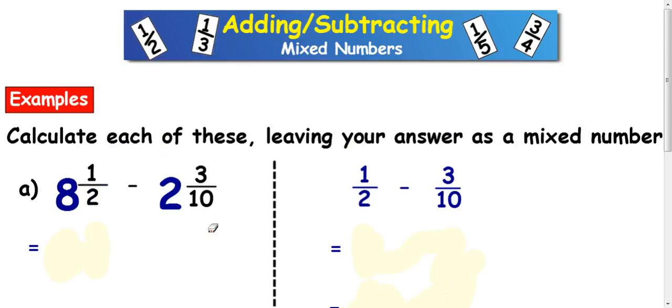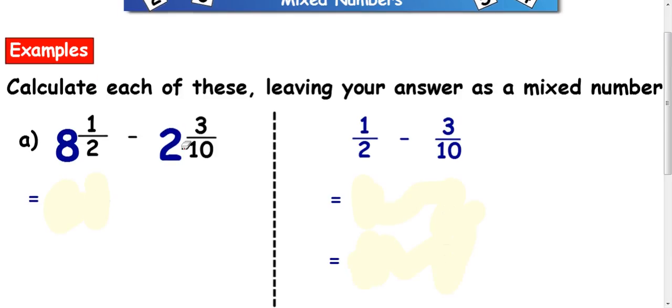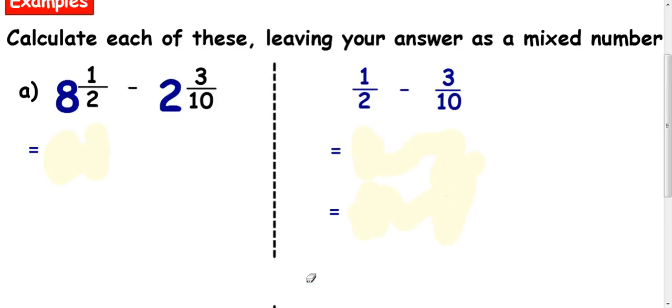Okay, let's look at what happens when you do a takeaway sum. So mixed number takeaways, 8 1/2 take away 2 3/10. Now you can see this is already set up as I was doing last time. Well, I'm going to just do the same thing. I'm going to do a half take away 3/10. So I've set that up here.